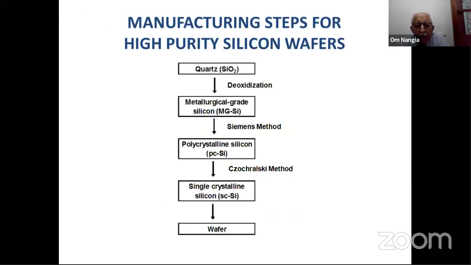This is again a block diagram. We start with quartz, then metallurgical grade silicon, polycrystalline comes out of that, then single crystal, and then the wafer is made. Basically, there are two technologies, as I said, and any of these technologies can be used. So all these industries are available in the world, but China has set up a large number of industries with such production levels that no other country is able to achieve.